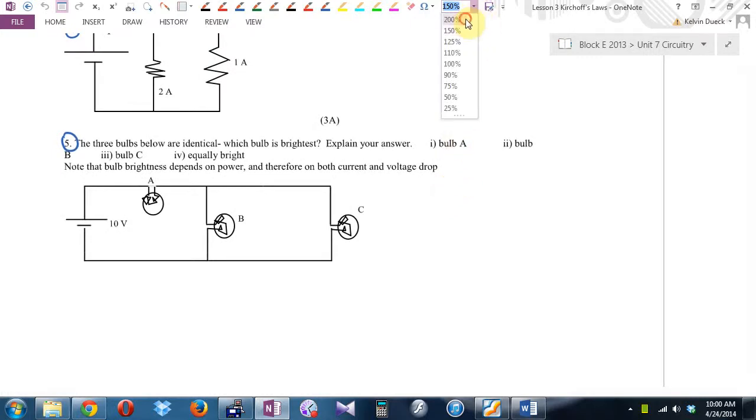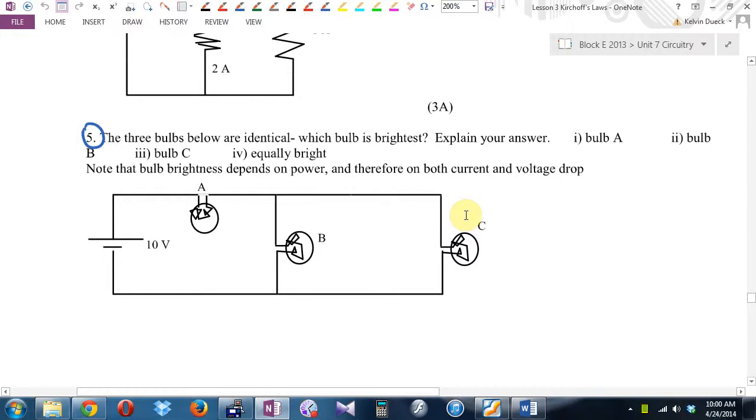Really what we're saying then is which bulb has the most power? Are they identical? Yeah. Then you know what? I'm going to give them each a resistance. I'm going to say, hey, that's 2 ohms, that's 2 ohms, and that's 2 ohms. Just because. Okay? Now, power equals VI.